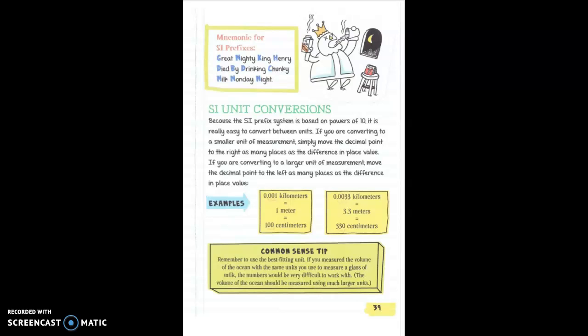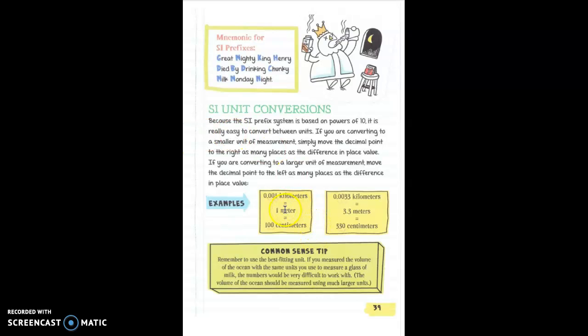SI unit conversions. Because the SI prefix system is based on the powers of 10, it is really easy to convert between units. If you are converting to a smaller unit of measurement, simply move the decimal point to the right as many places as the difference in place value. If you are converting to a larger unit of measurement, move the decimal point to the left as many places as the difference in place value.